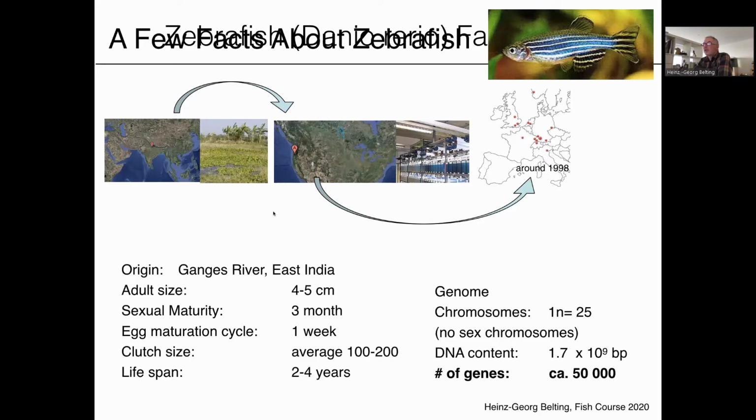They are 4 to 5 centimeters big when they're adult, and they reach sexual maturity when they're 3 months old. So you basically can have 4 generations of fish per year. However, and that is a great advantage of the fish, you can collect eggs every week or every 2 weeks. So the cycle of oogenesis is about 1 week. And you don't have to kill the mother. If you take embryos from a mouse, you have to kill the mother. Here, we just collect the eggs and let the mother live. So that is a huge advantage.